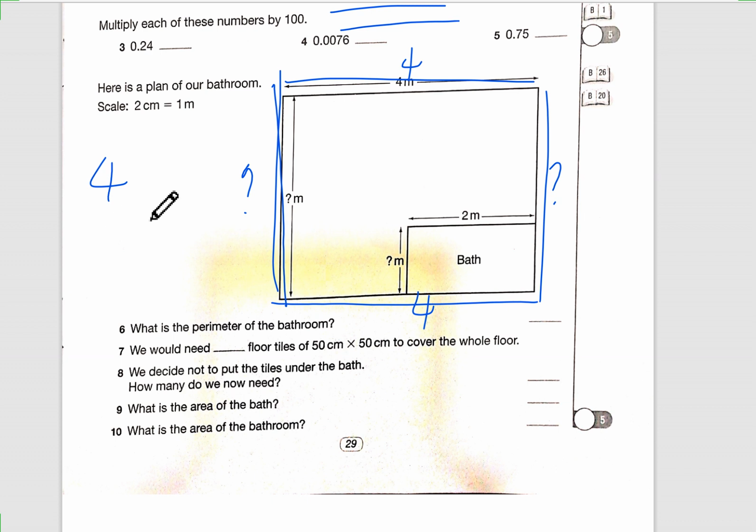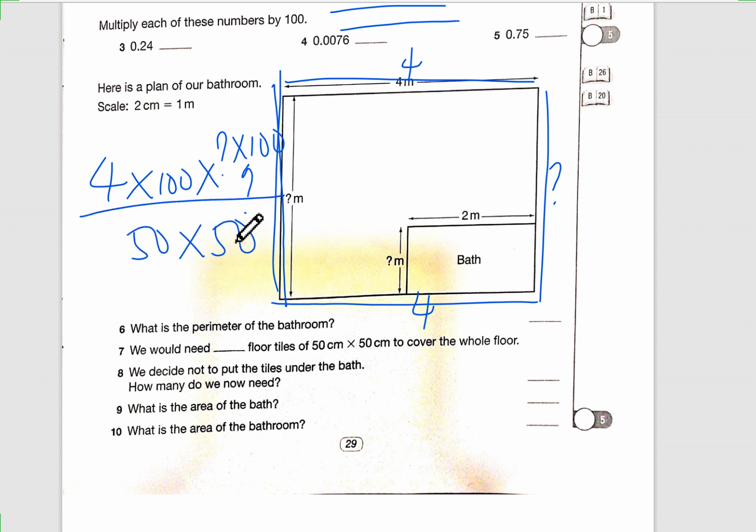That is 4 times 100 times whatever this question mark is, times another 100, over 50 times 50. So whatever we get will be our answer. Automatically this 0 will cancel this 0. So we have 4 times whatever this is times 100 over 25. Then we'll get our final answer.